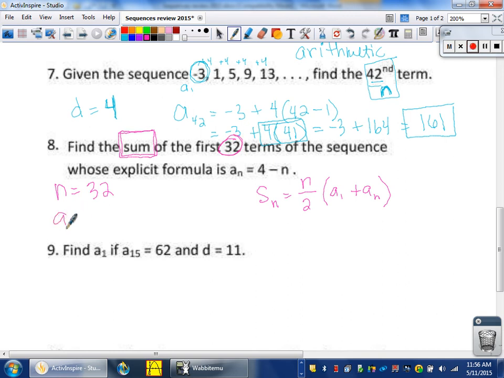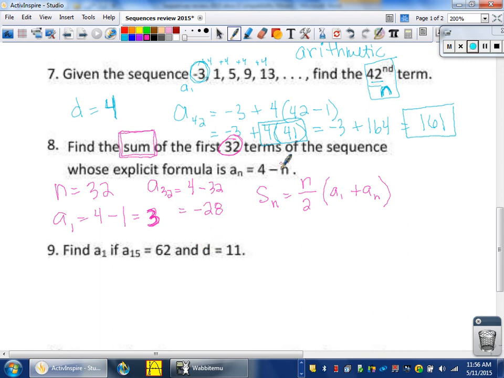What's the first term? 4 minus 1, which is 3. So the first term is 3. What is the 32nd term? 4 minus 32, or negative 28.